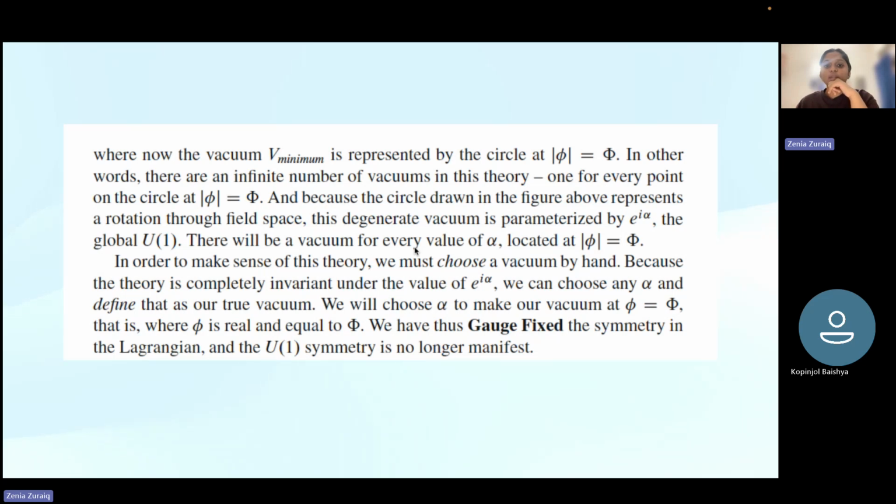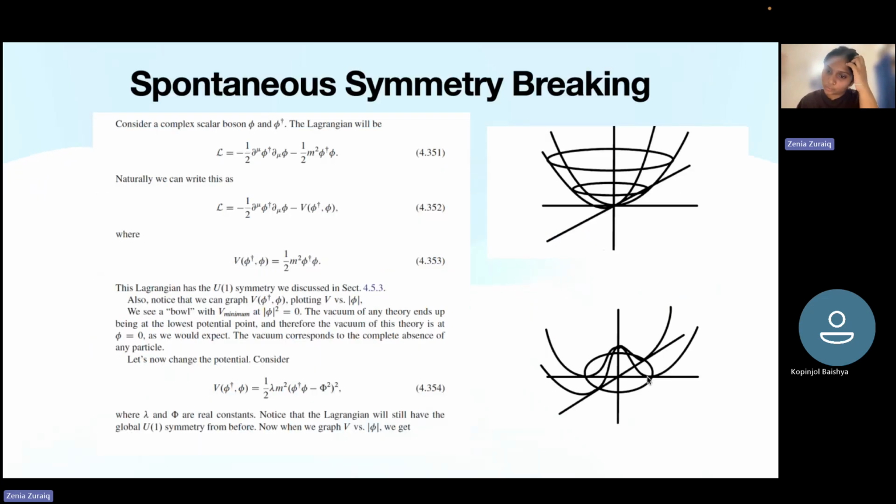And there will be a vacuum for every value of alpha located at phi equal to capital phi. So if we want to actually make this a physical theory, we have to choose a vacuum by hand, which means that I am breaking that symmetry. Once I say that this point is the vacuum, immediately the potential is not symmetric about the vacuum, whereas in this theory, it was very much symmetric about the vacuum.